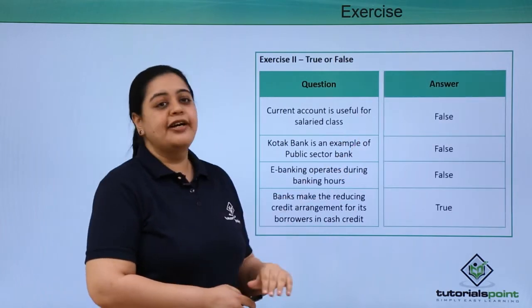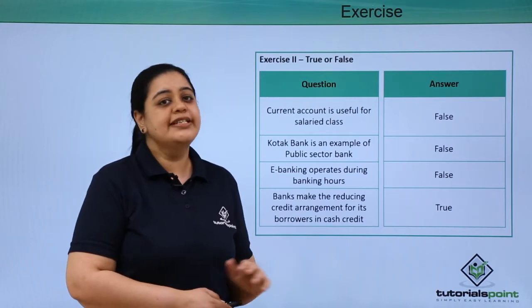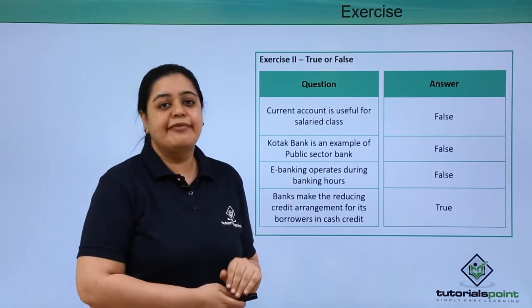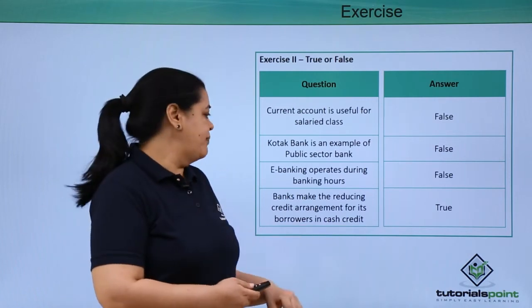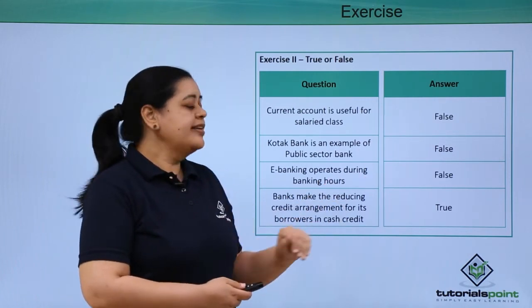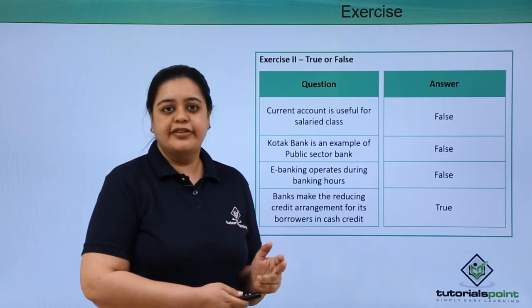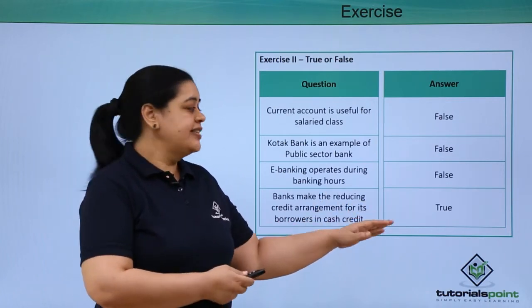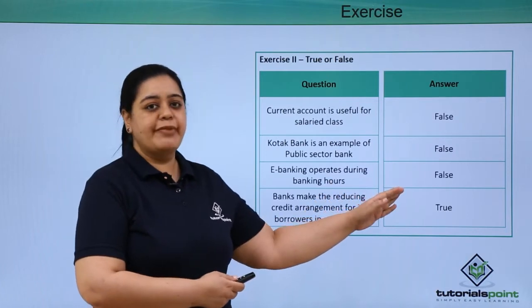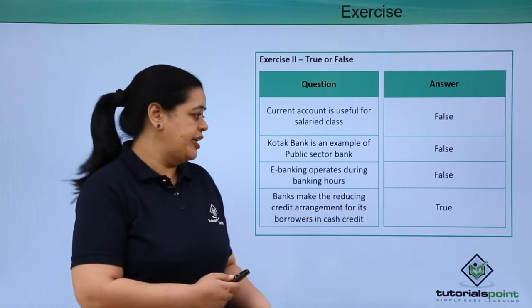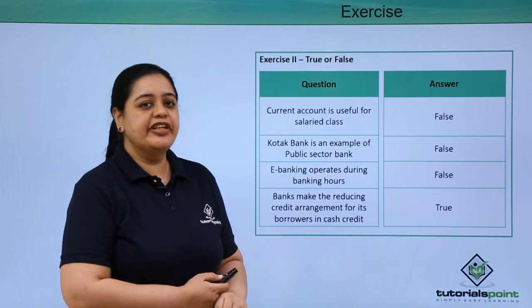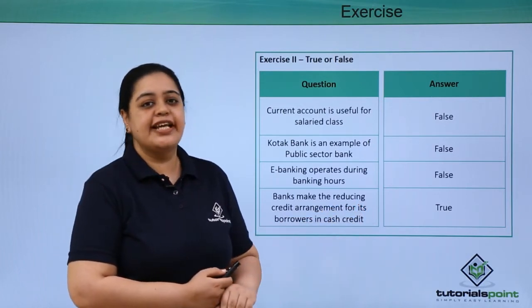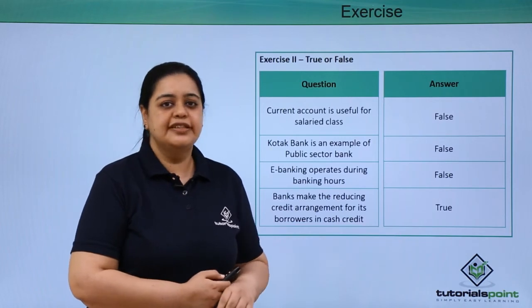Current account is useful for business people and not the salaried class, as I discussed earlier. Kotak Bank is an example of a private bank and not a public bank. E-banking can be done anytime, 365 days, 24/7, so the statement that it operates during banking hours only is false. Now, the last statement: a bank makes a reducing credit arrangement for borrowers in cash credit. This is a true statement.